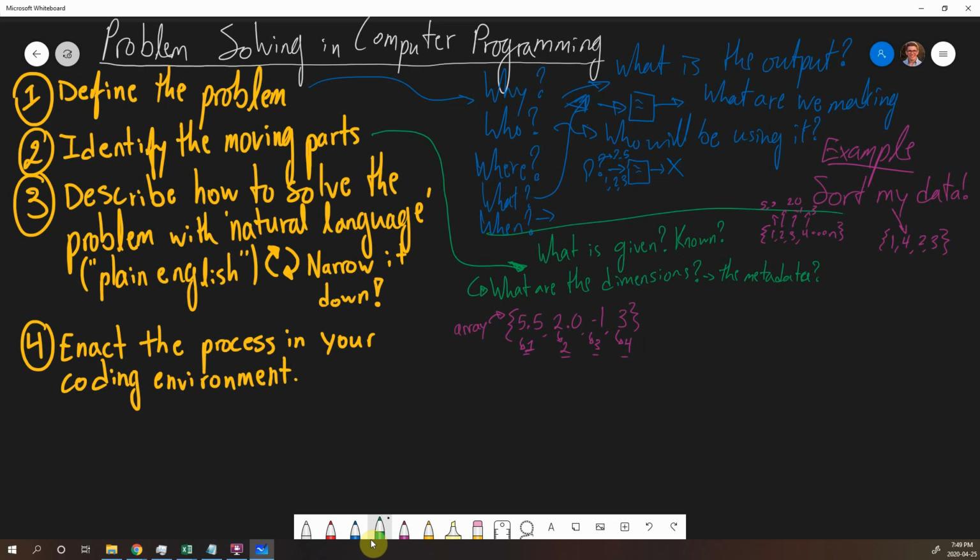So that's step 2. Now step 3. Describe how to solve the problem with natural language, i.e. plain English, and narrow it down. So there's two things going on here. The first part, describe how to solve the problem, and then narrow it down. So I say narrow it down because there can be more than one way of solving a problem.